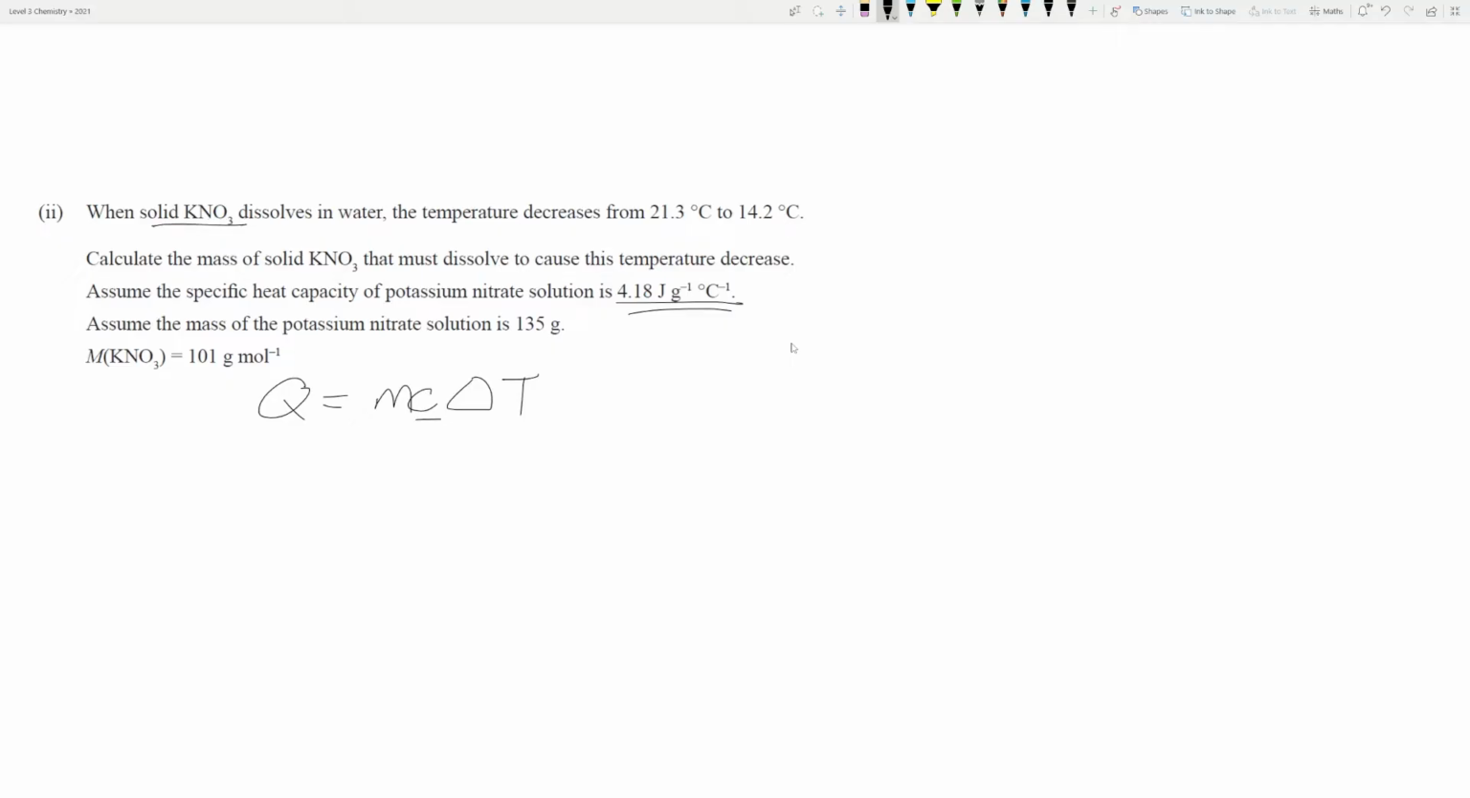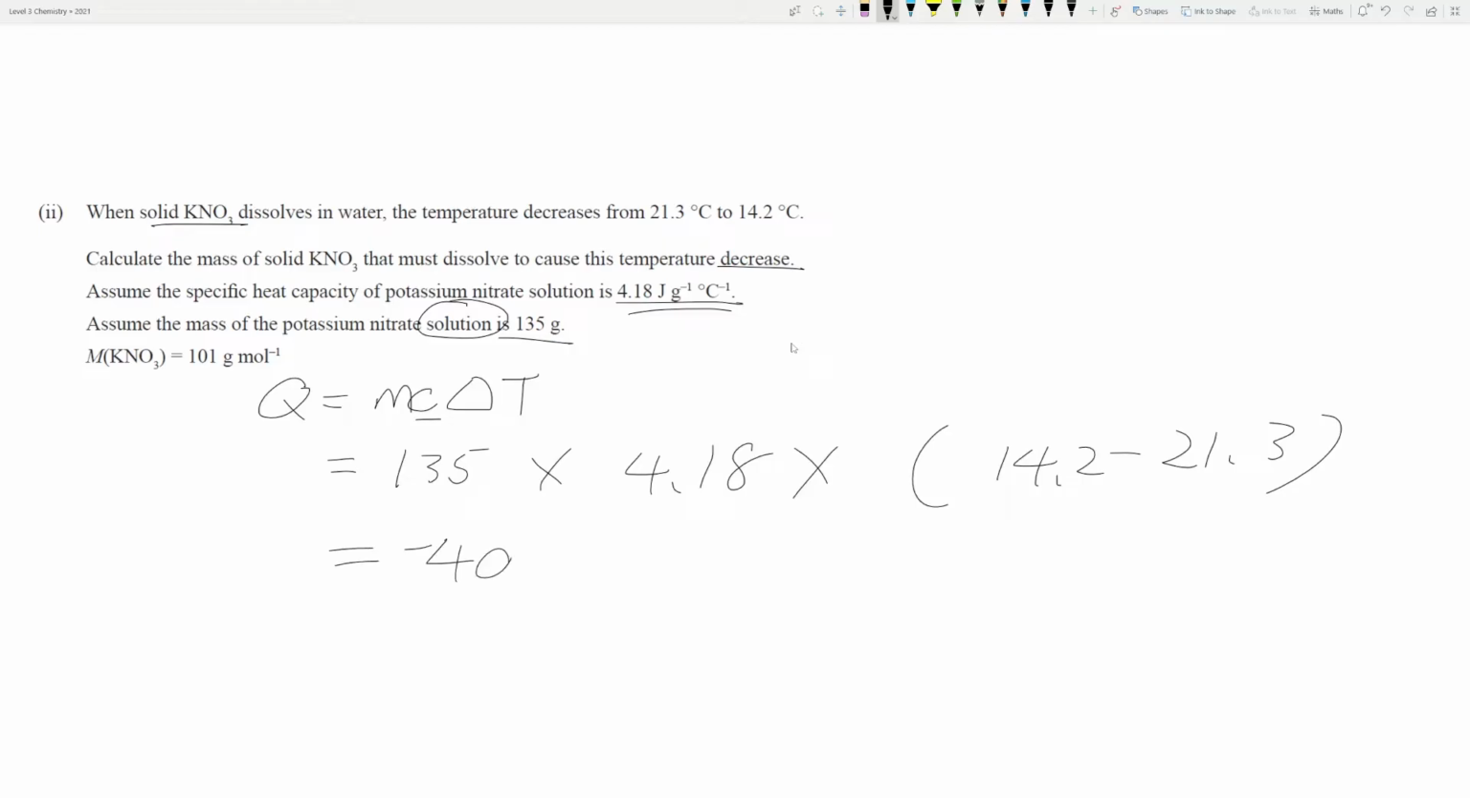All right, so we're dissolving solid potassium nitrate. The temperature decreases, and then we dissolve this amount, assume the mass is 135, so that means the solution is 135 grams. So it's going to be 135 times 4.18 times 21.3, oops, wrong way, because we use final minus the initial, 14.2 minus 21.3, and that's going to give us negative 4,007 joules, which is negative 4.007 kilojoules. And then we use that delta H equals negative Q divided by the mole to find the enthalpy per mole.